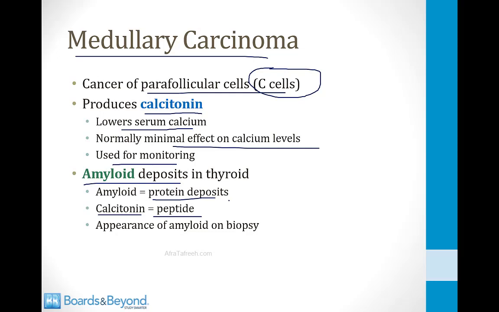In the hematology section, I talk about systemic amyloidosis. That's a condition where amyloid deposits occur throughout the body. But there are a number of conditions where you can have localized amyloid deposits, and one of those is medullary carcinoma. In this cancer, you will see amyloid on biopsy of the thyroid.